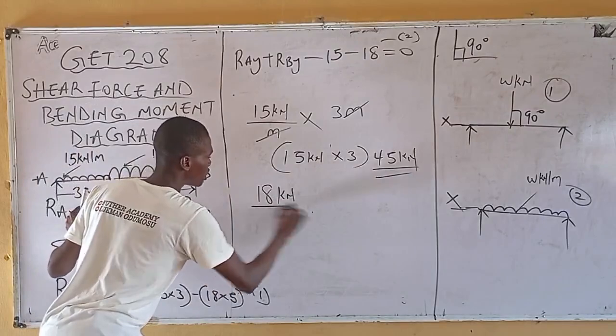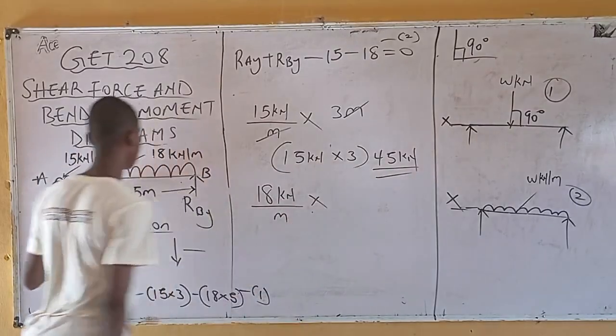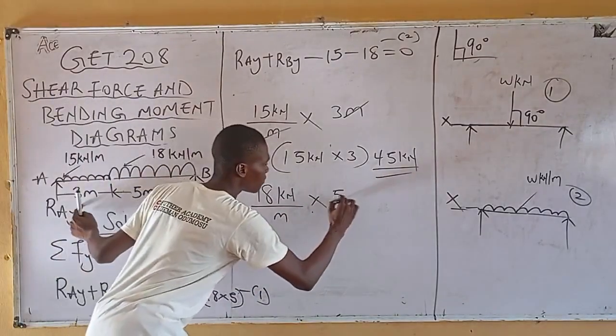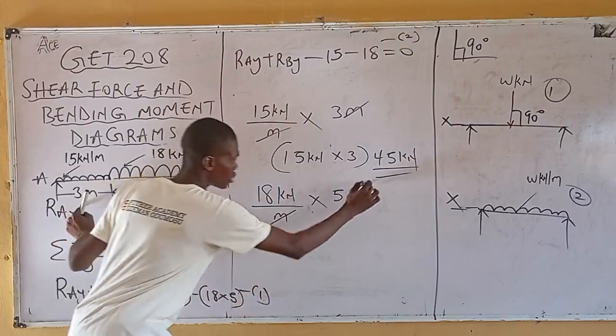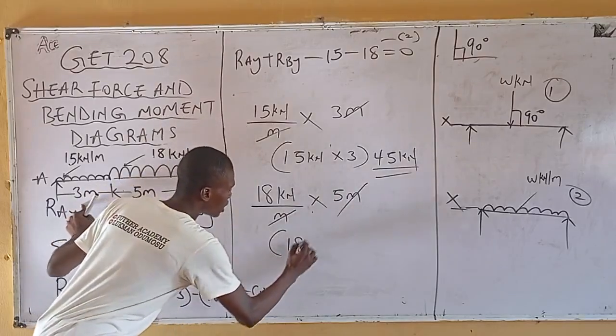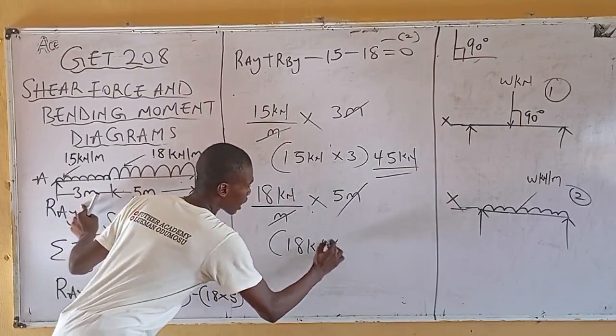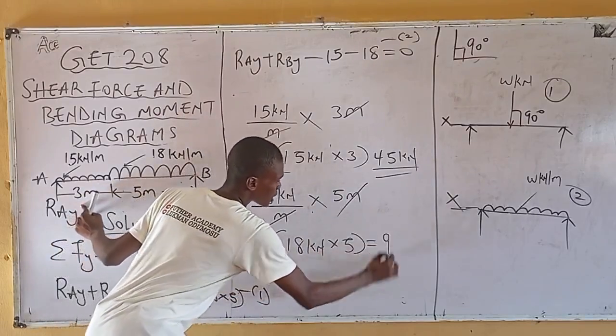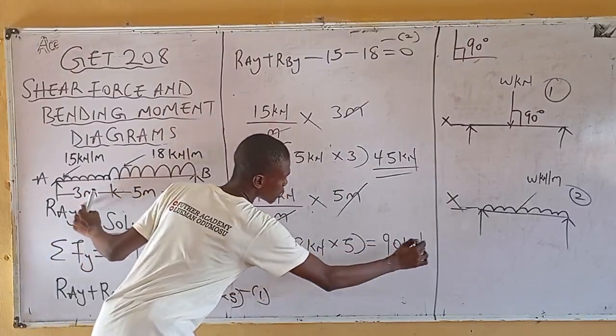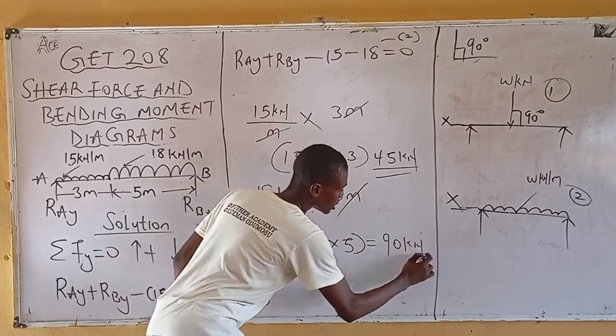18 kilonewton per meter multiplied by what? 5 meter. You also observe that meter cancels meter. I then have what? 18 kilonewton times 5, which is equal to what? 90 kilonewton. So that's what we are saying.